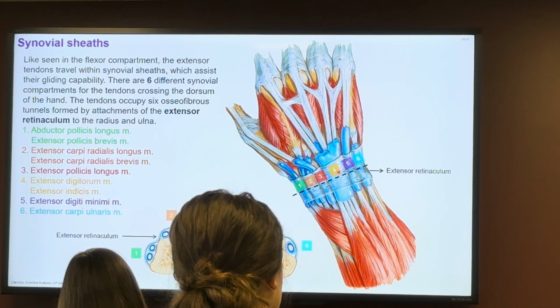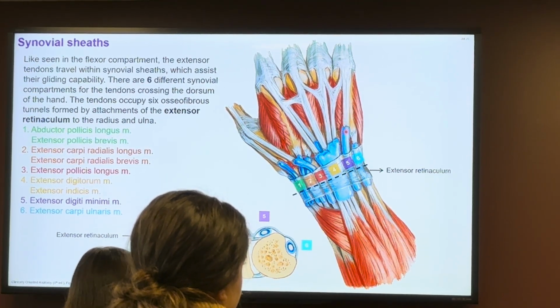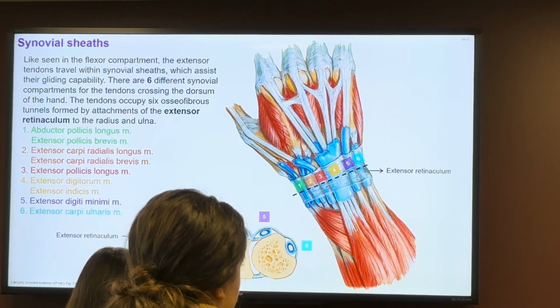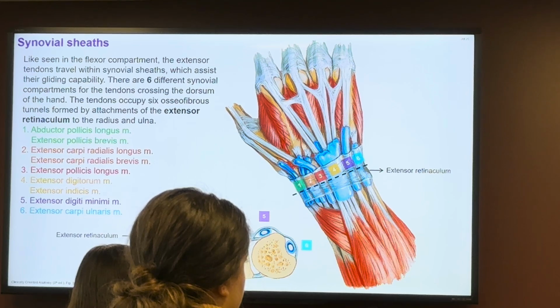4 is extensor digitorum, and then also extensor indicis. You get a little accessory belly. And then extensor digiti minimi gets its own pocket. This is always fun to find in dissection. People are always trying to pull on it and find it, but it's always buckled down. And then lastly, extensor carpi ulnaris. So I would know these individual little pockets. So the orthopods are all about this. They know all about who's going where.